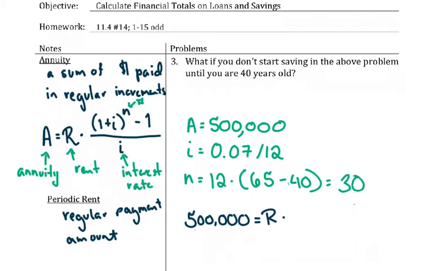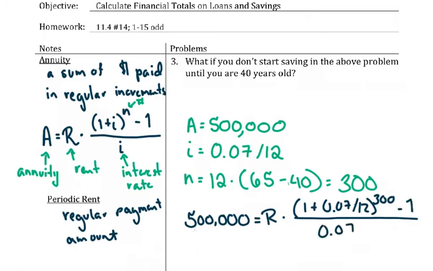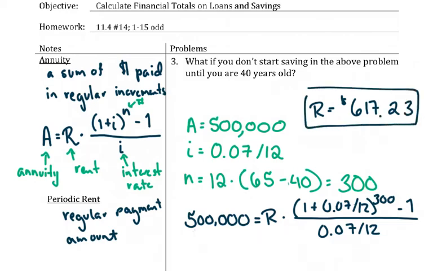Similarly, we plug it into our big fraction, 1 plus 0.07 over 12 to the 300, whoop, dropped a 0 there, make sure we keep that, minus 1, over 0.07 over 12, and when we solve it the same way, we end up with, I'll write it up here, R is equal to $617.23. So we can see that there's a huge difference made in just that 20 years put off before you start saving. So make of that what you will.